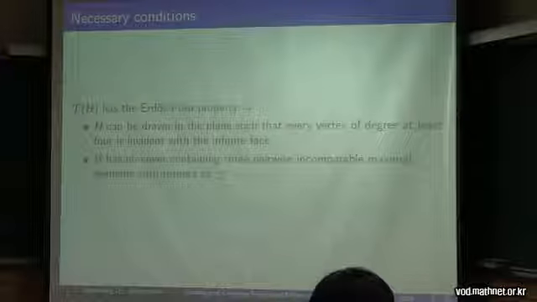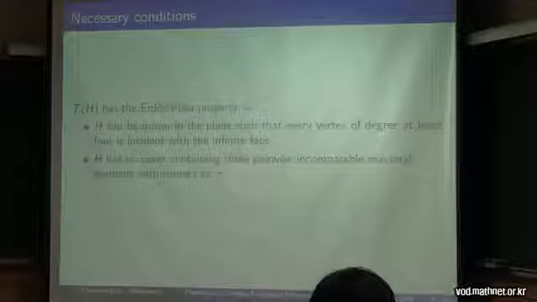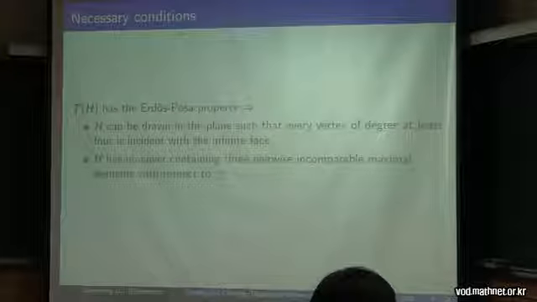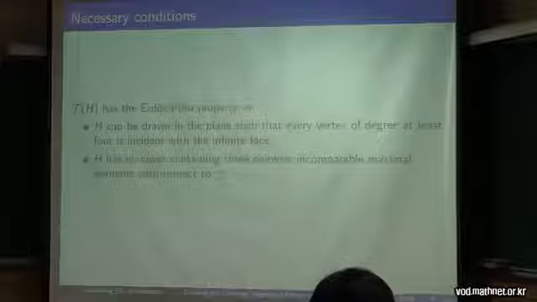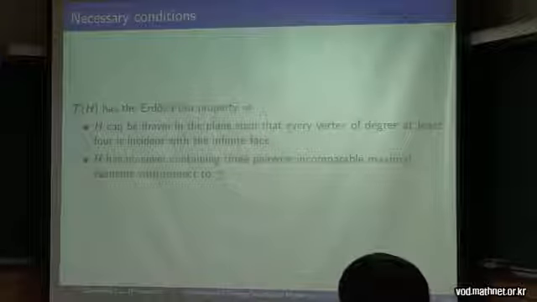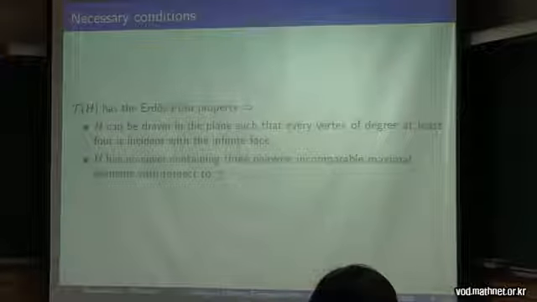Then by using a similar idea to construct a counterexample as in the case of the tree, we can prove another necessary condition. If T of H has the error disclosure property, then H cannot have a cover that contains 3 pairwise incomparable maximal elements, where I compare the graphs according to the rooted topological minor relation mentioned before. Okay, but now I have 2 necessary conditions, but these 2 necessary conditions are still not sufficient.